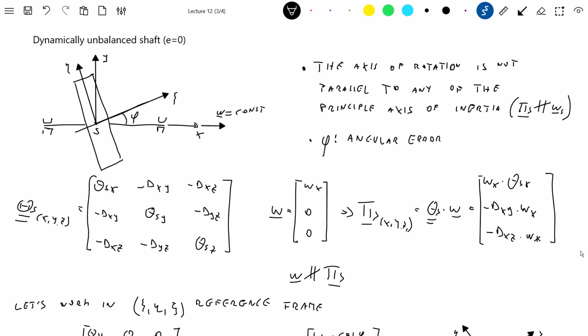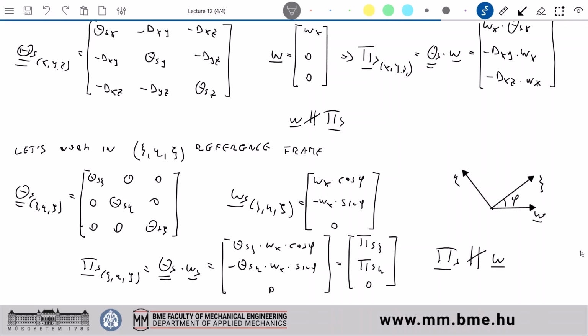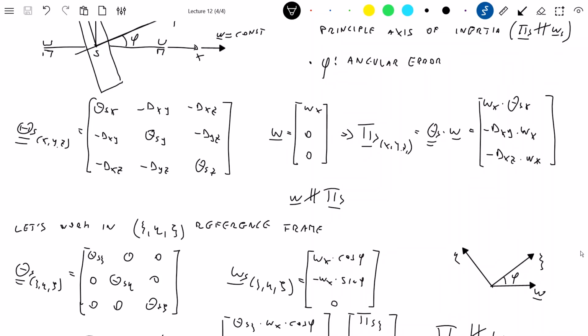To see why this is an issue, let's work in psi eta zeta coordinates because it's much easier to compute theta. We compute theta in the psi eta zeta reference frame, and we'll have a diagonal moment of inertia matrix. Let's write omega s in the psi eta zeta reference frame. We project omega on psi and eta, and we obtain this vector. It's still the same vector, omega s; the only difference is that now we consider it with respect to another reference frame, not xyz. Omega in xyz is like this, in psi eta zeta it is like this.